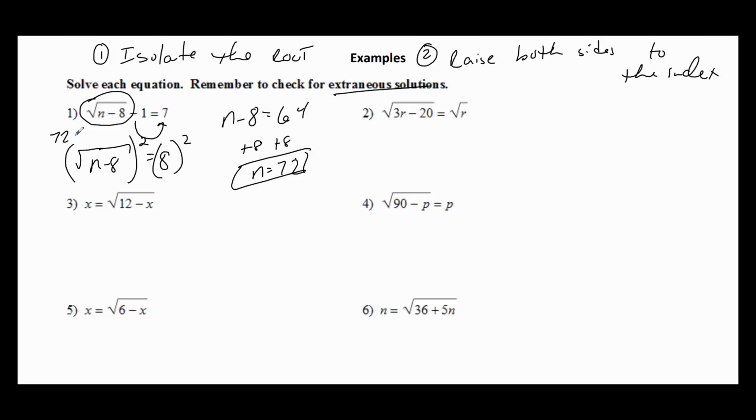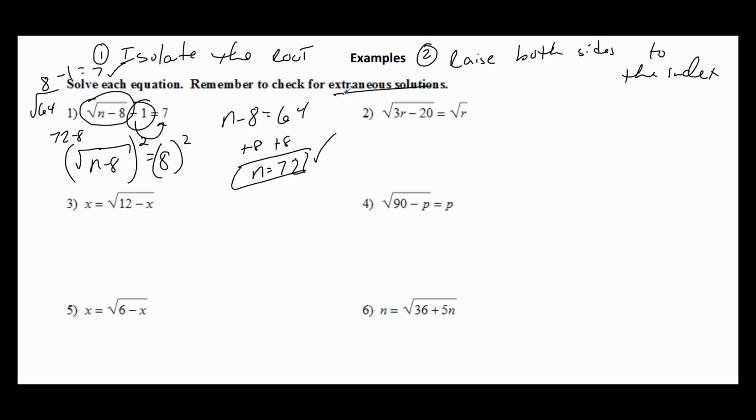What is 72 minus 8? I always put it into the original, not after I do all this stuff, into the original. 72 minus 8 is 64. What's the square root of 64? Well, that's 8, then minus the 1. Does that give me 7? Yes, it does. So my answer checks out. We're good to go. That's what we have to do. We have to check these answers. And we'll get to some problems here where you'll understand why we have to check.